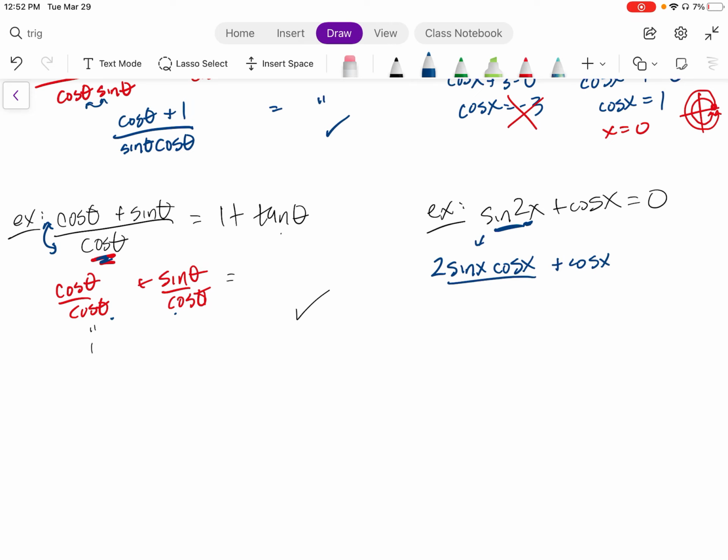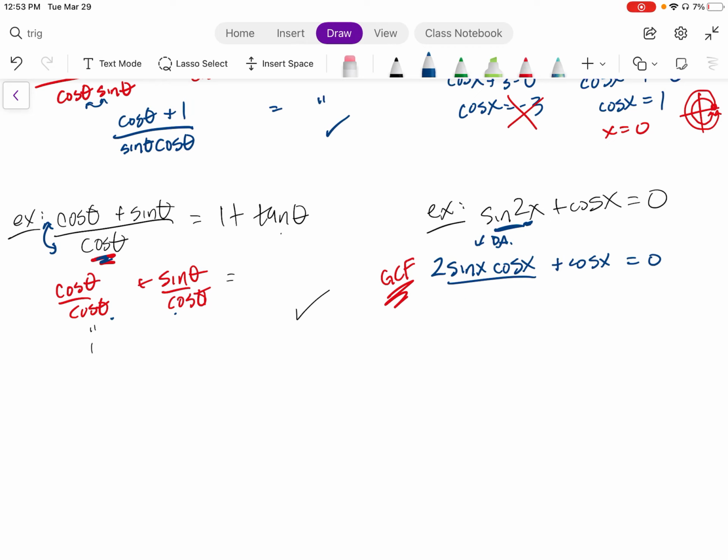Okay, so that comes from the double angle formula. I'll just write dA, double angle. Now you could factor. Always, when you factor, right, don't immediately jump to this. Always look for the GCF first. If there's a GCF factored out, it will make everything much easier.